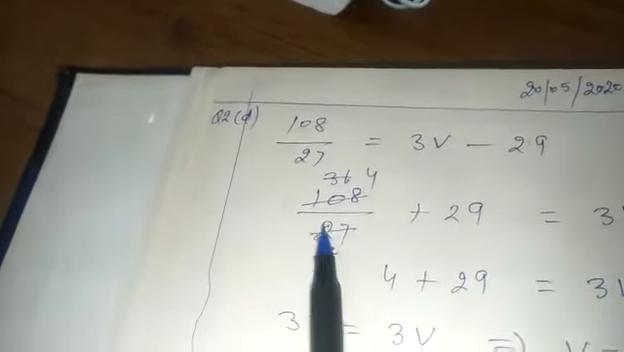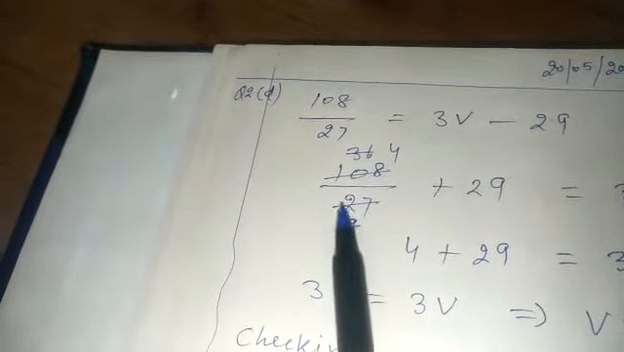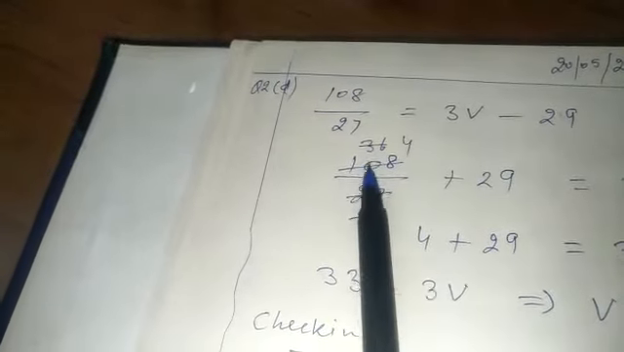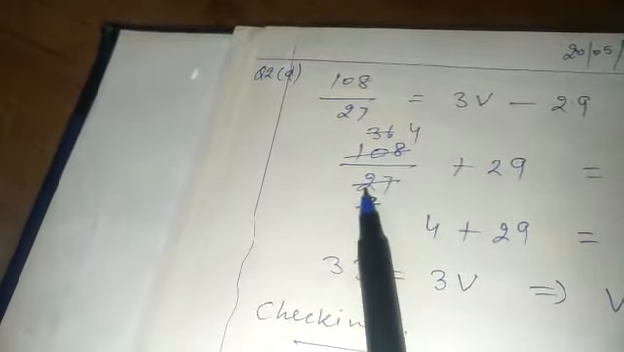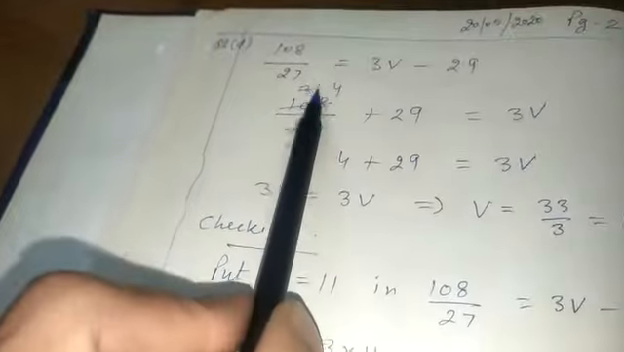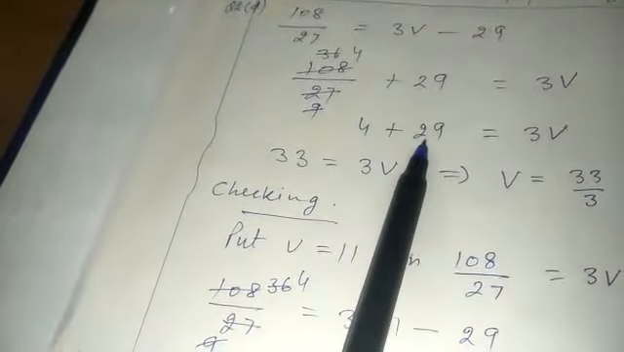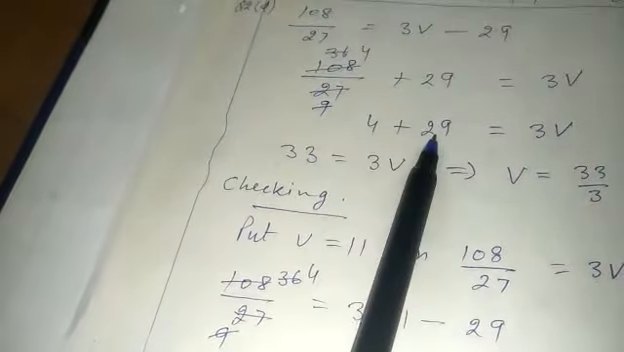First you cancel this. 27 for the 108. First you cancel it by 3. 3 9s are 27, 3 36s are 108. Then 9 4s are 36. Plus 29 is equal to 3V. So it is 4 only. Plus 29 equals 3V. Take this 4. 4 plus 29 is what? 33 is equal to 3V.